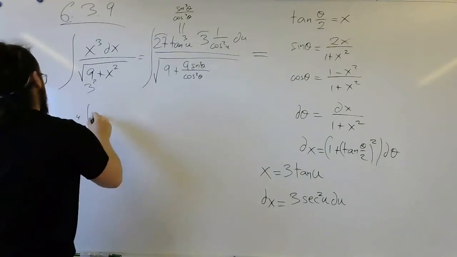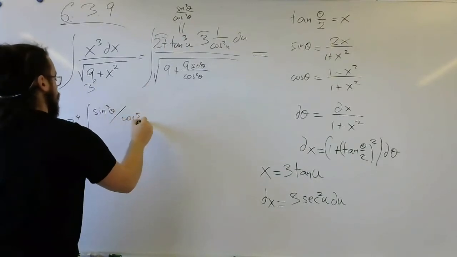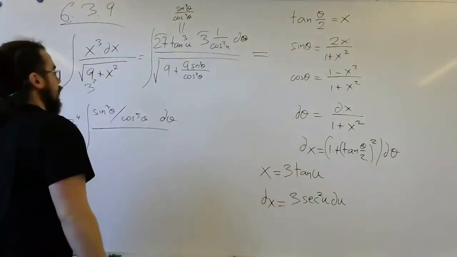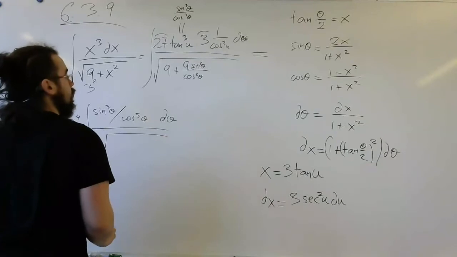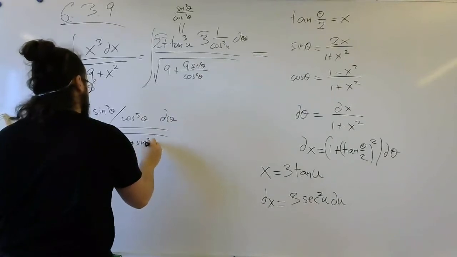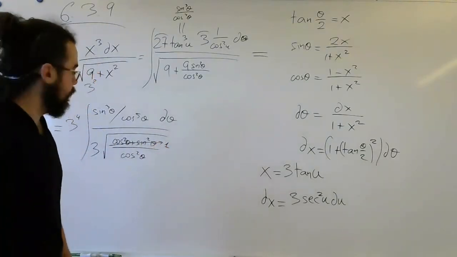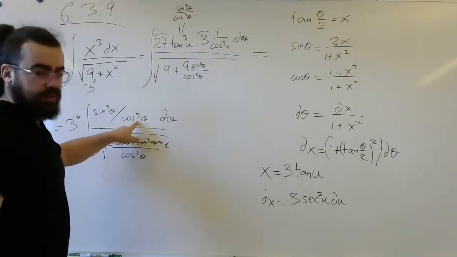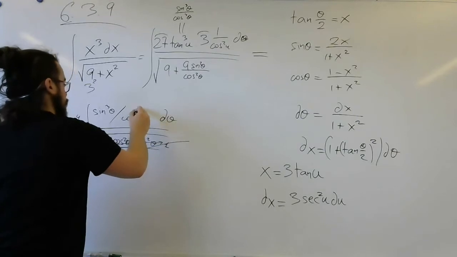And in the numerator, we have sine cubed divided by cosine to the power 5. And in the denominator, we have 3 square root of cosine squared plus sine squared divided by cosine squared. This is what? This is 1. So now we have cosine squared dividing, and cosine to the fifth dividing. So this whole root will cancel with the fifth cosine here.